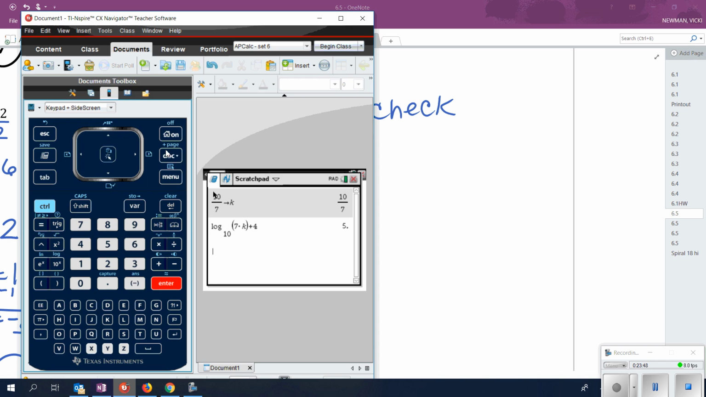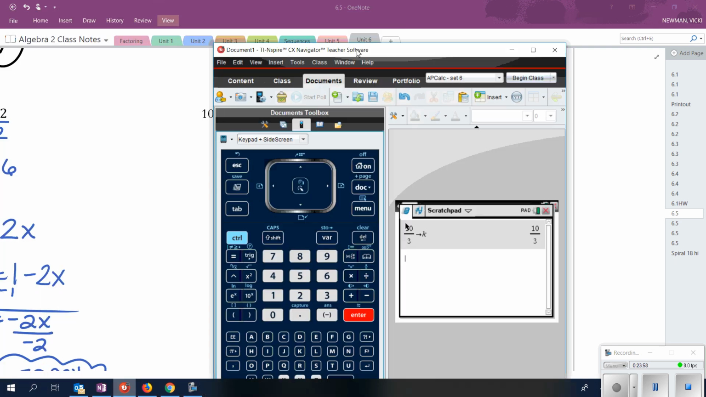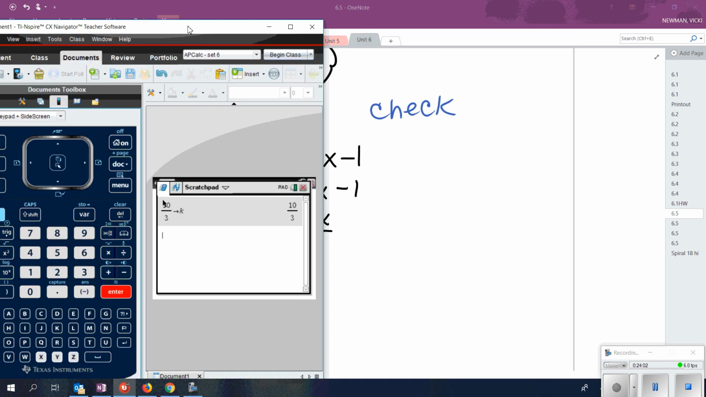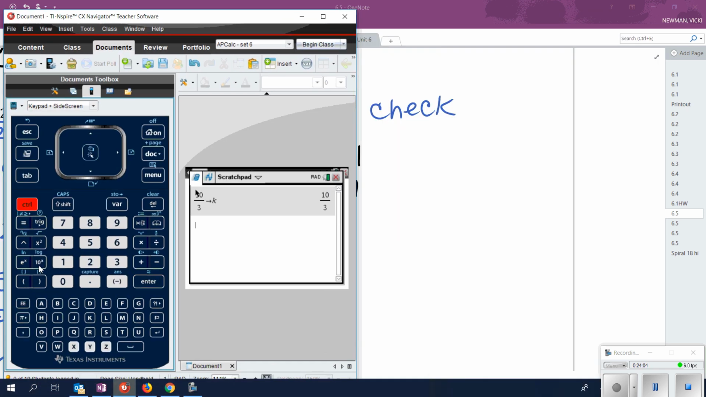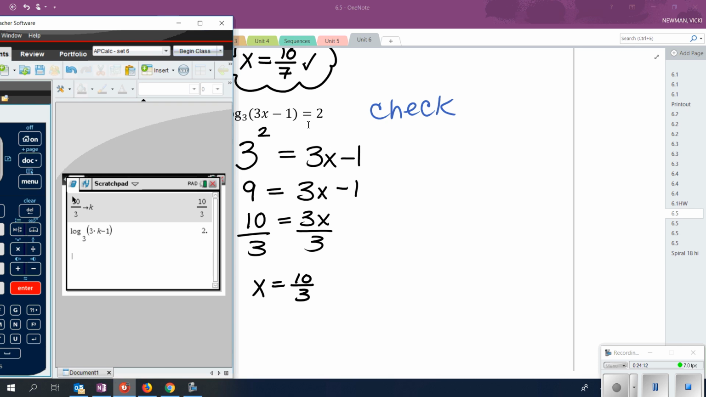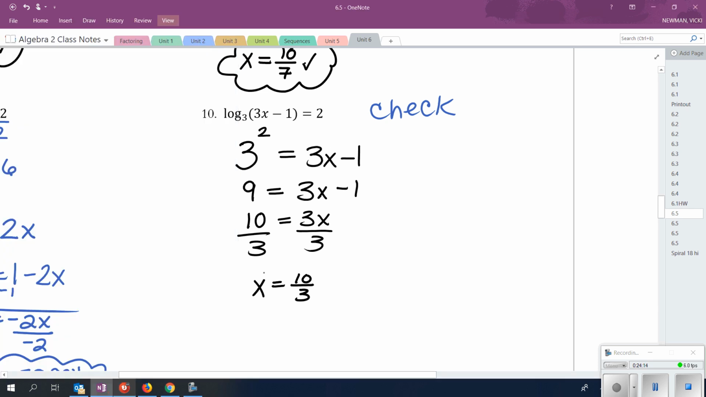Let's check it. So let's clear. 10/3. Store for k. What is it? 3x minus 1. Okay, so, oops. Log base 3 of 3k minus 1 is equal to 2. Yeah, that's right. Yay! Okay, so good.